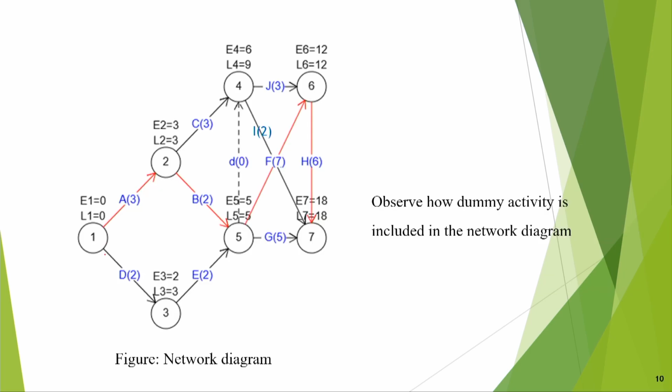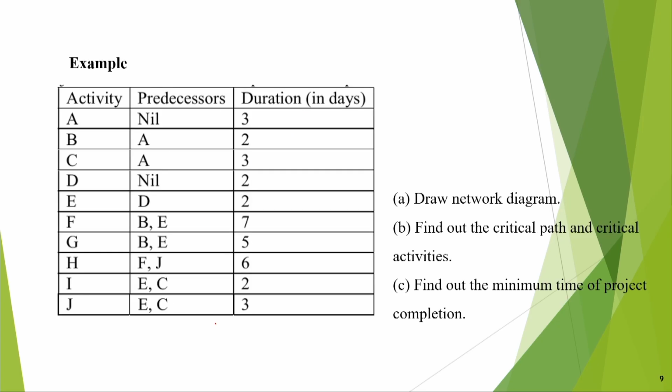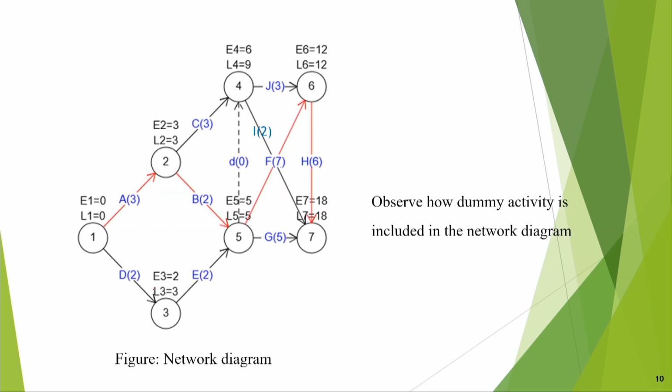D does not have any predecessor, so D can start from node 1. After D is completed, only then can you do E. So, E will go this way. But both B and E must be done before F can be done. So, both B and E should join in the same node, that is 5, and then you can do F, and this is how you have reached that point.